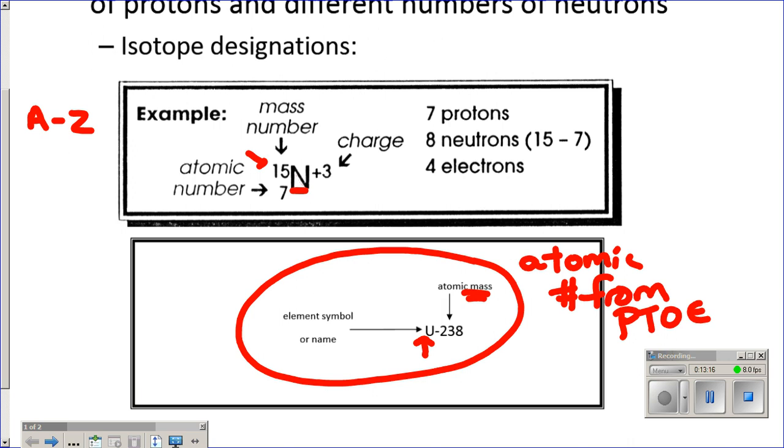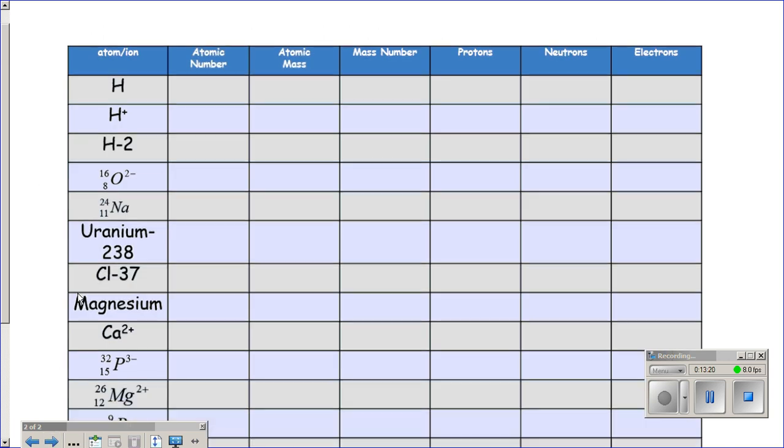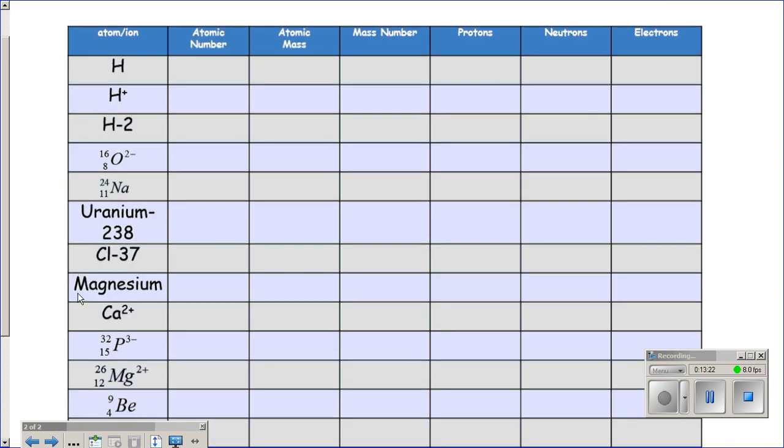So remember that the number of protons is equal to the atomic number. The number of electrons is equal to the number of protons, assuming we have an atom. And then the number of neutrons is the mass number minus the atomic number. So I'm going to do a couple of these with you, and then I want you to finish out this chart.